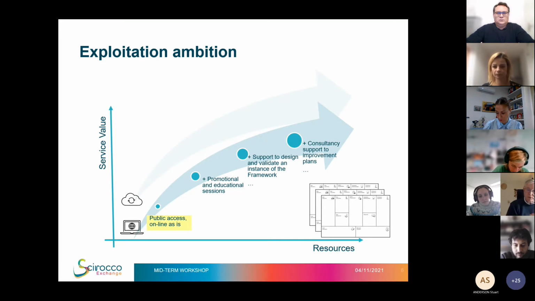But if we want to exploit it, we can also promote, develop training, develop some kind of minimal support. So just to raise awareness about the existence of the tool and the unique value that the tool is bringing. But then we need a bit more resources for that.